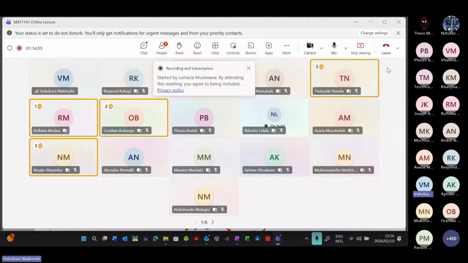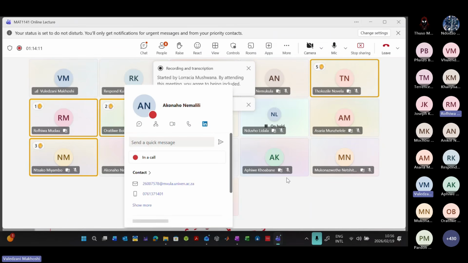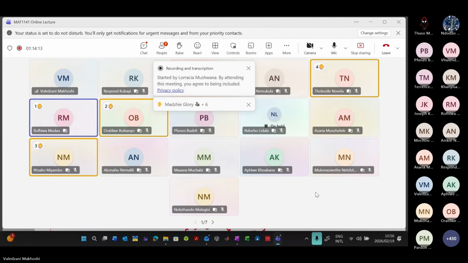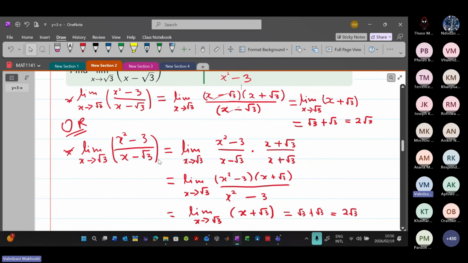Hello, sir. We have more questions on what we were discussing. Where can we get them? I have a problem on rationalizing the... Okay, let us look at it. Even in this one, we rationalized. What do we do?